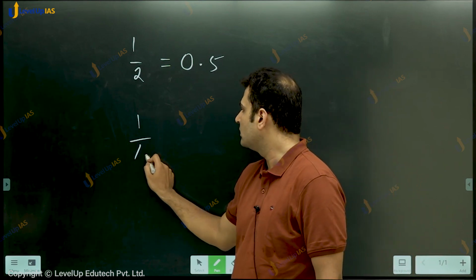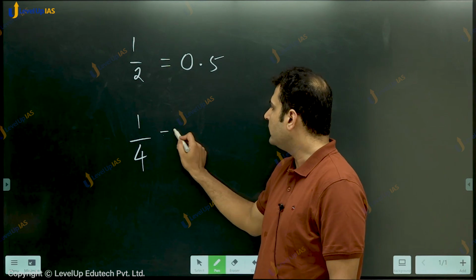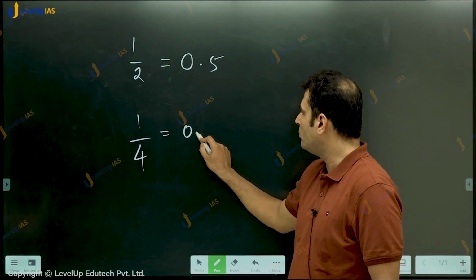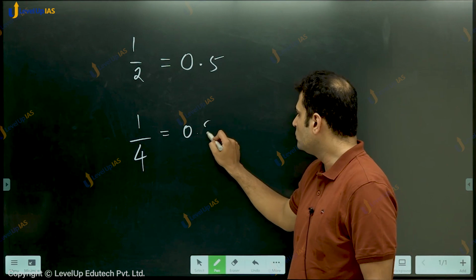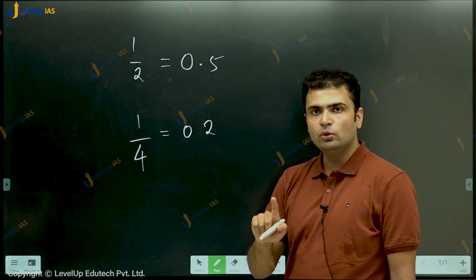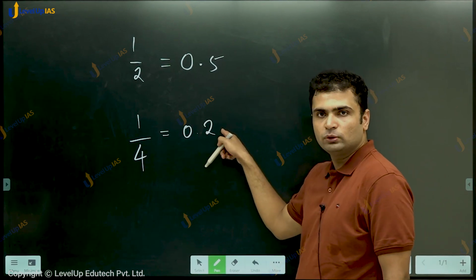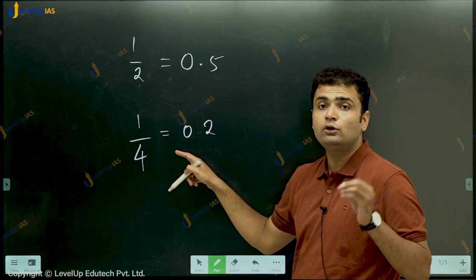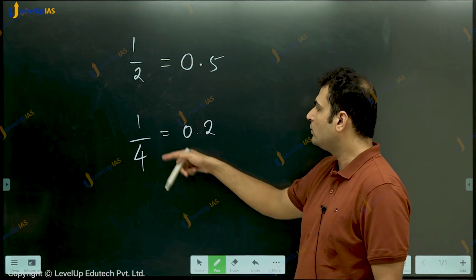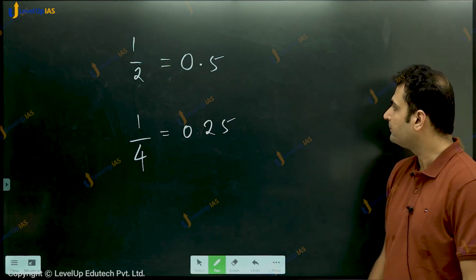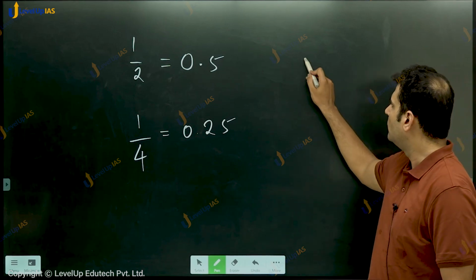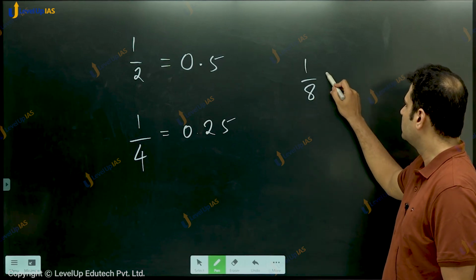1 divided by 4. Again, numerator less than denominator, so 0. You get an additional 0. It becomes 10 by 4. 4 2s are 8. Remainder 2. You again come one place to the right, get an additional 0. We get 20. 20 divided by 4 is 5. So it is 0.25.